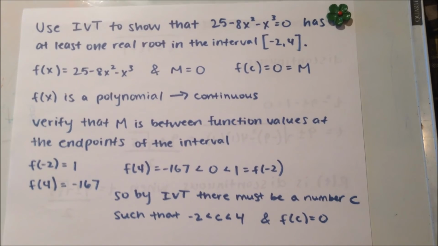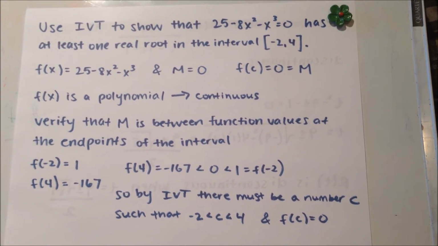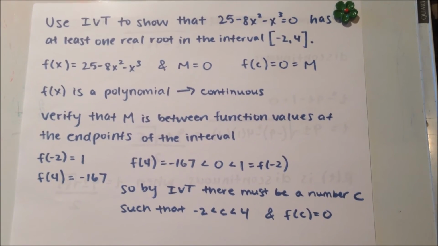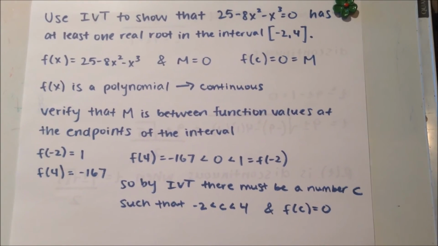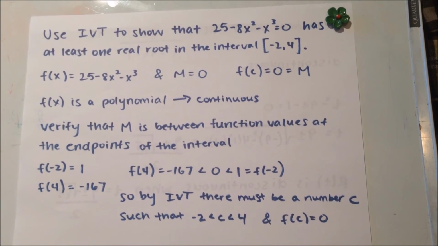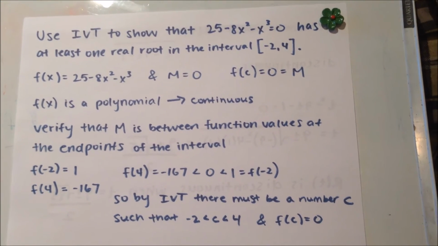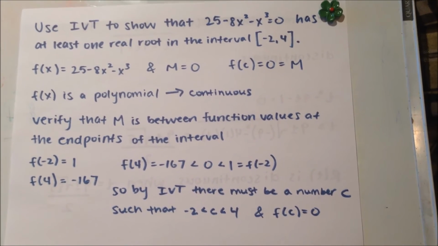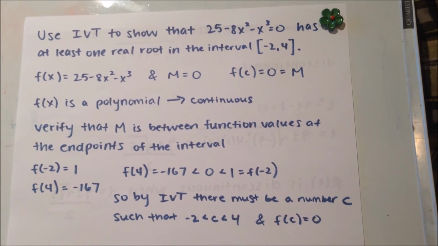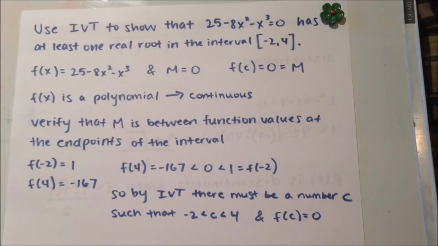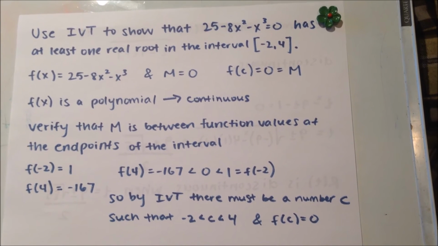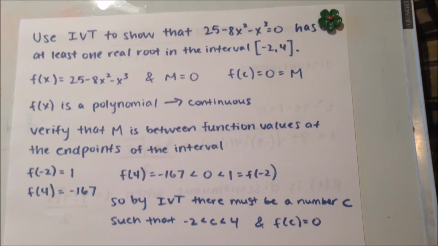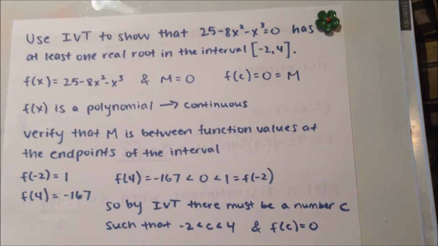Then we want to verify that m is between our function values at the endpoints of the interval. So we plug in -2 and 4 into our equation and get f of -2 is equal to 1, and f of 4 is equal to -167. So -167 is less than 0, which is less than 1. So by the intermediate value theorem, there must be a number c such that -2 is less than c, which is less than 4, and f of c is equal to 0.